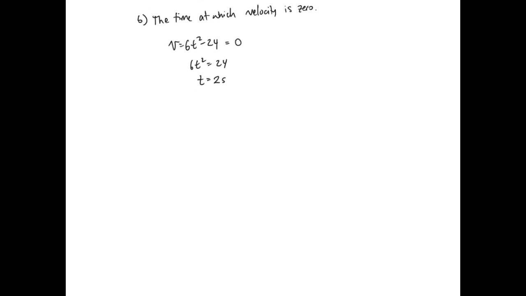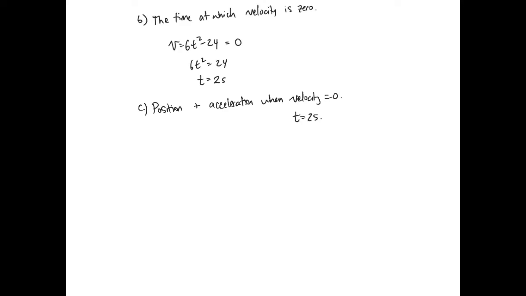Now for C, the question asks us the position and acceleration when velocity equals 0. So when velocity equals 0, we know that time is equal to 2. So this question is also saying position and acceleration when time is equal to 2 seconds.